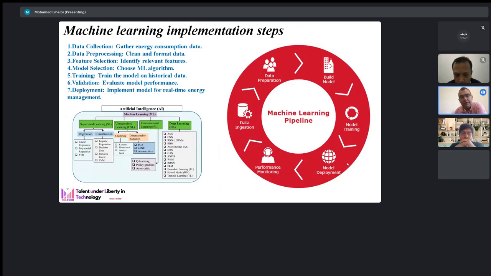Also, very important is to have the data collection. Here we can see a circular diagram of the machine learning pipeline and how it works, starting with data ingestion, data preparation, then how we can build model training and deployment, and also performance monitoring.